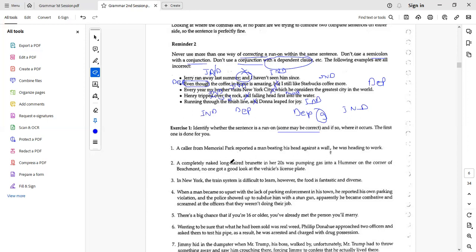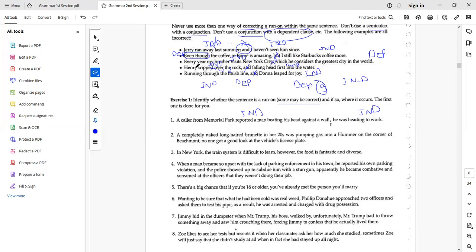Okay, the first one is given to us. He said, a caller from Memorial Park reported a man beating his head against a wall. Okay, this is independent. Then he said he was heading to work. Independent. Between them, a comma is wrong. I don't want you to correct it. Just tell me if it is right or wrong, and where the mistake is. So here is wrong. I'm going to start with Hala. Hala?